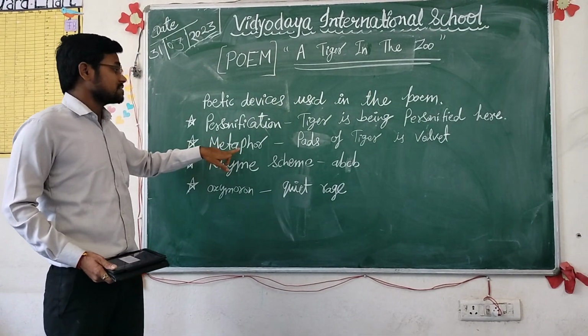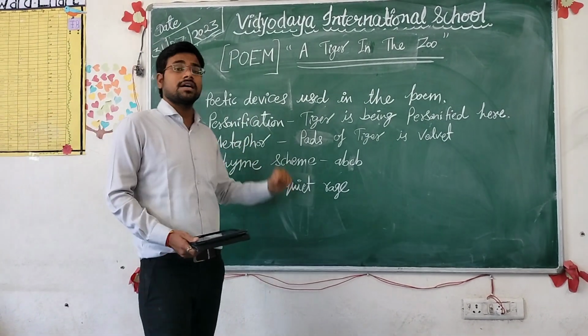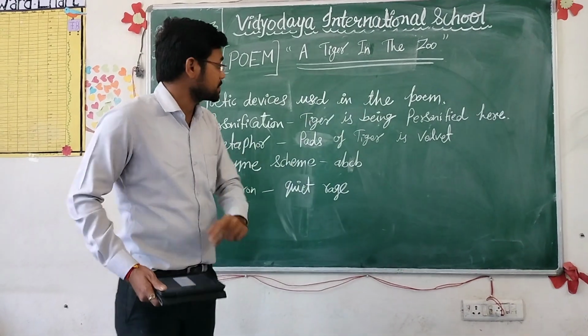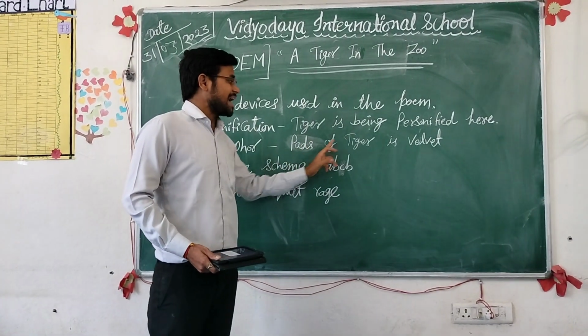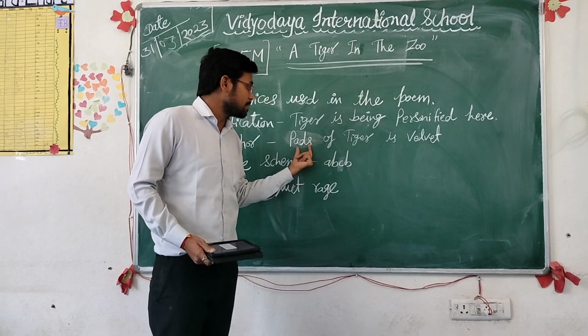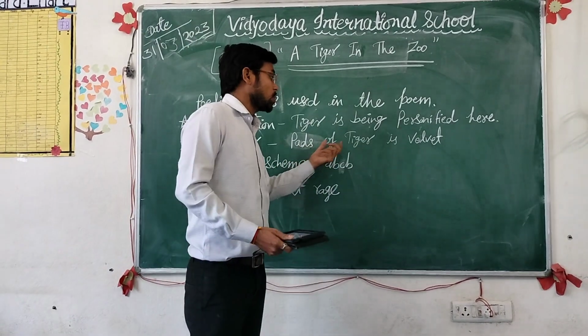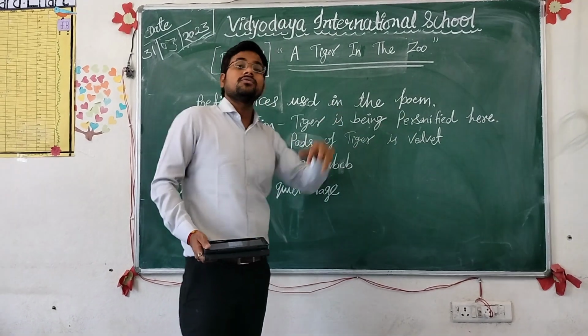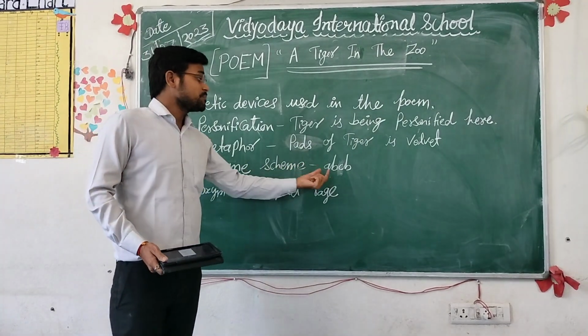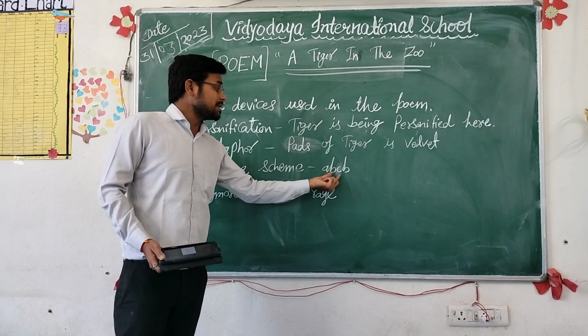The next poetic device is metaphor. What is metaphor? We compare two different things indirectly. Just like pads of the tiger is velvet, which means the pads of the tiger are very soft. That's why we are calling the pads velvet. The rhyme scheme in the poem is A, B, C, B.